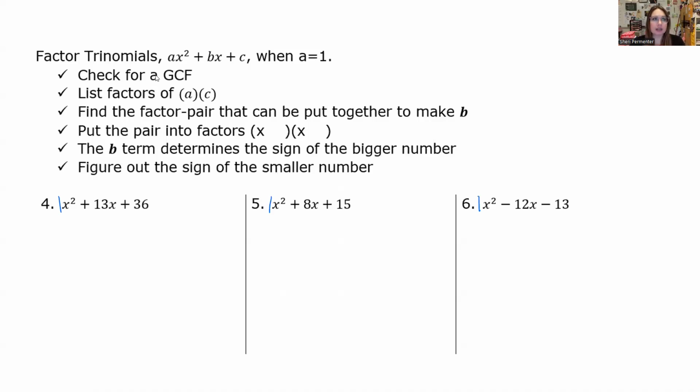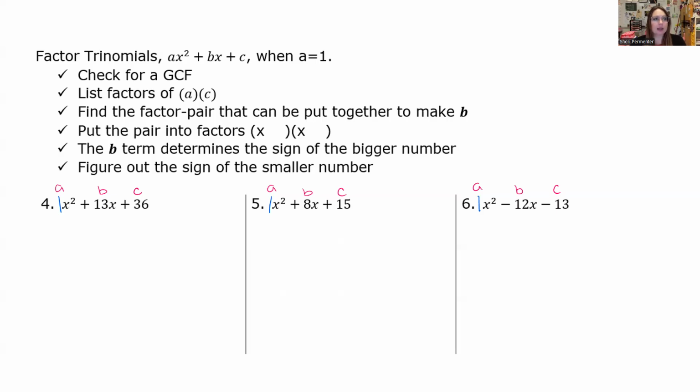First, we want to check for a GCF. We're actually going to do that at the bottom of the page. Next, it says that we need to list factors of a times c. So I'm going to label my terms. This is a, b, and c. A is always the first number. So when the leading term or the first number or the a value is 1, you can solve problems like this. And the first thing that you do is a times c.